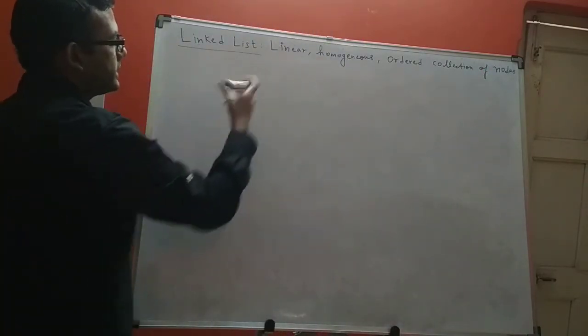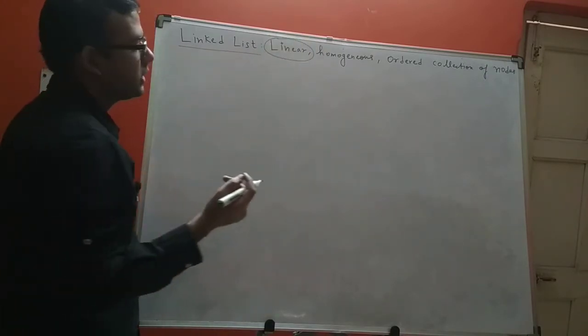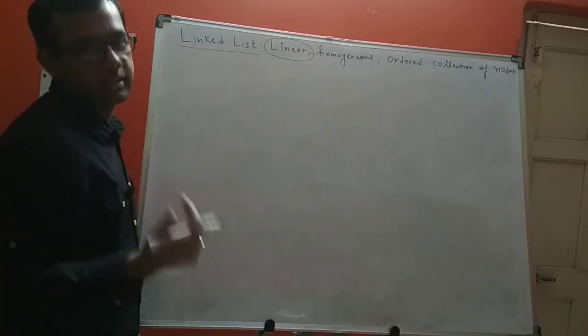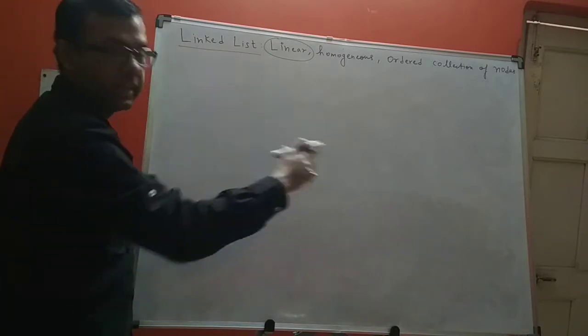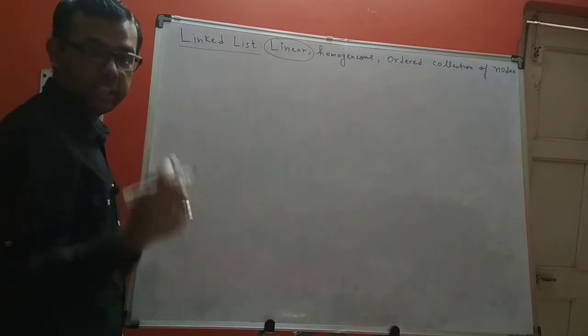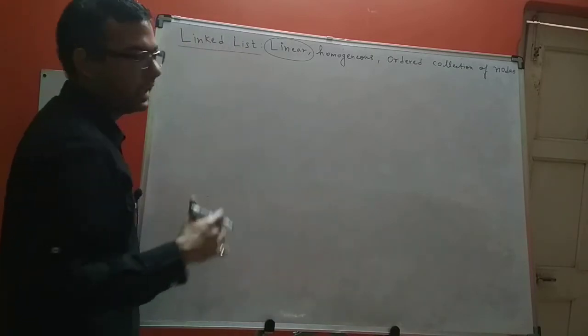So why am I saying that a linked list is linear? A linked list is linear because, like I mentioned in the previous video, it is a linear data structure. That means you will be storing elements of a linked list in a straight line fashion. That is why it is said that a linked list is linear.